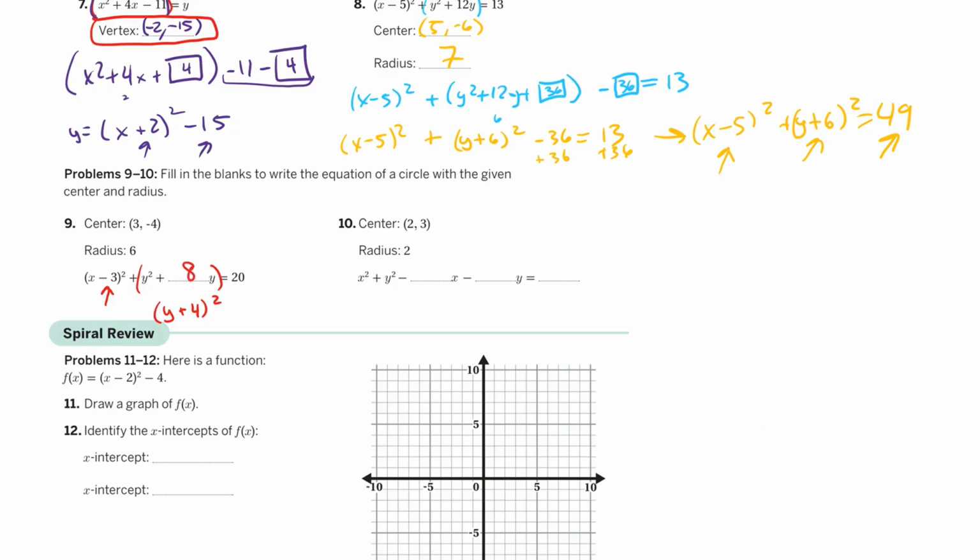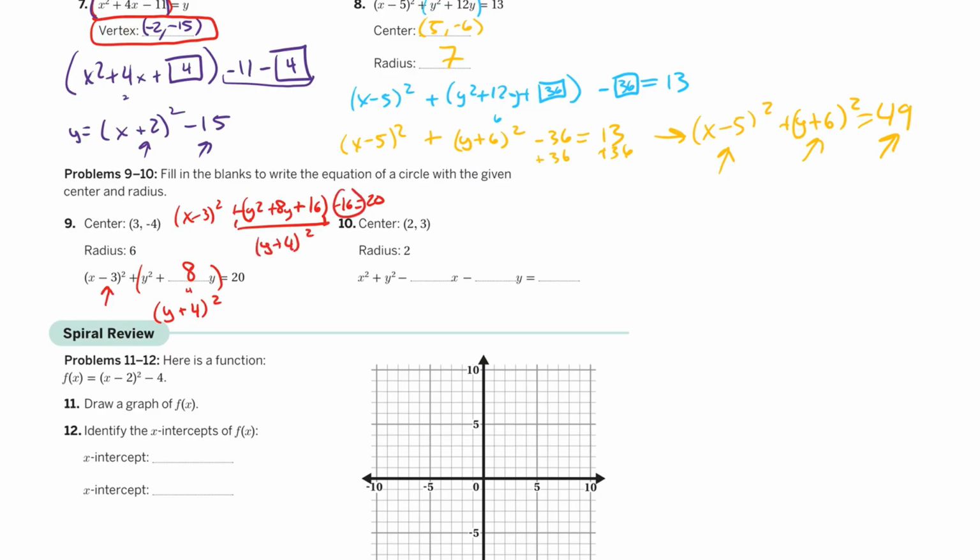No, 8 here. The reason that we get 8 is because if we divide that by 2, that would be 4. That's really where this number is coming from. So if we do 8 right there, then what we end up getting is x minus 3 squared plus y squared plus 8y plus half of that, which is 4, squared is 16, minus 16 equals 20. This part here becomes y plus 4 squared, which is what we wanted.